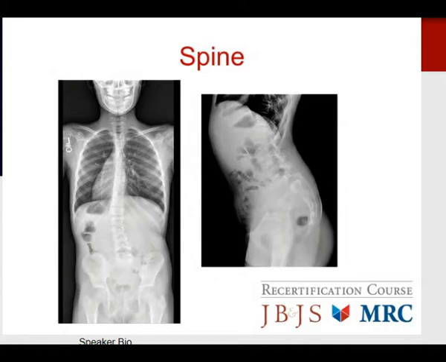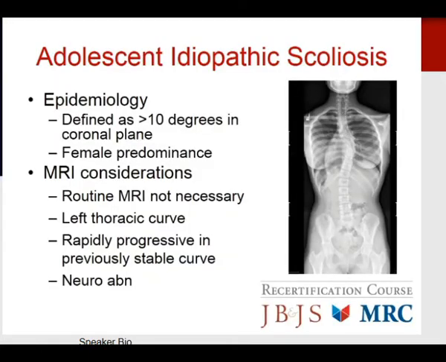Moving on to spine, adolescent idiopathic scoliosis refers to scoliosis with a Cobb angle or a curve greater than 10 degrees in the coronal plane. Idiopathic refers to a scoliosis without another identifiable cause, such as a neuromuscular cause or a congenital abnormality. There is certainly a female predominance, especially in cases requiring treatment.